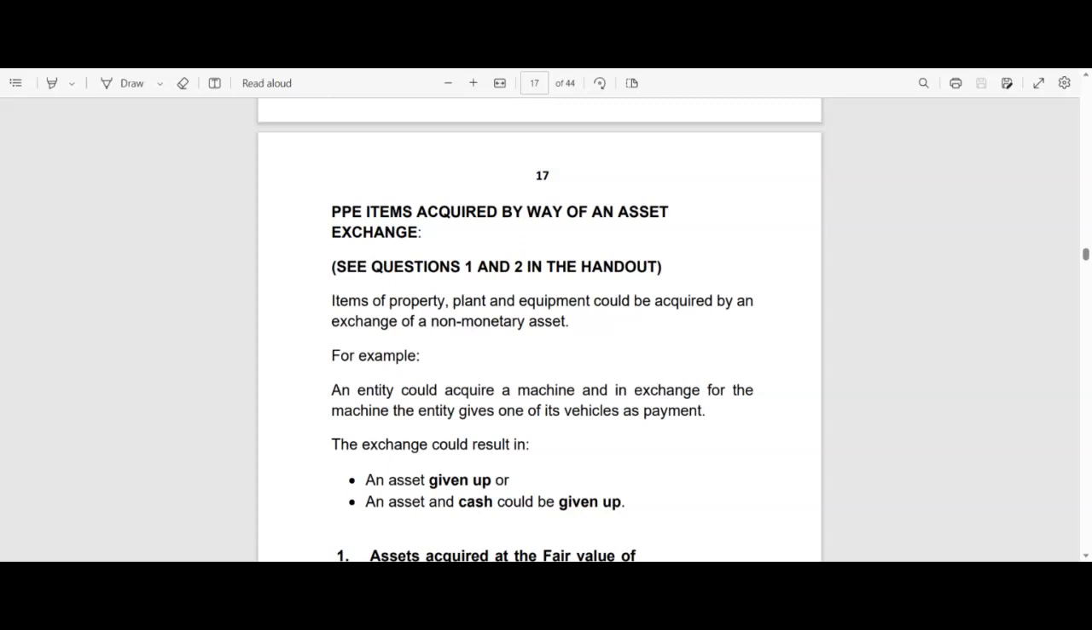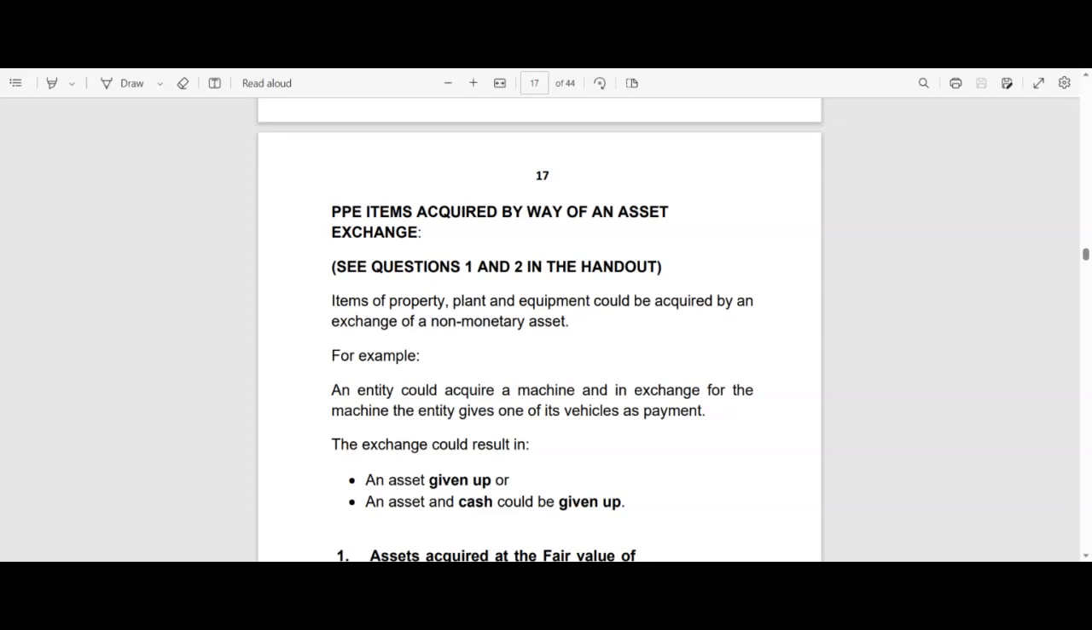So, ladies and gentlemen, if we do not know what the fair value is of the asset that we are giving up, meaning the one that we are using as a trade-in, as a partial payment, can we use that fair value to determine the purchase price of the new asset? Yes or no? No, thank you, Mr. Mbazini. Quite correct. Thank you, Enrique. No, then we can't use it, ladies and gentlemen.